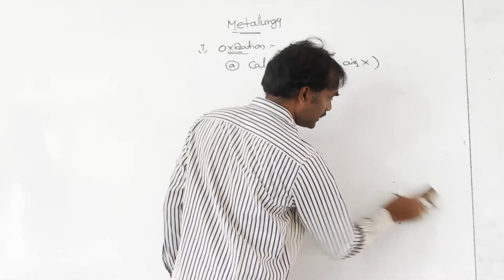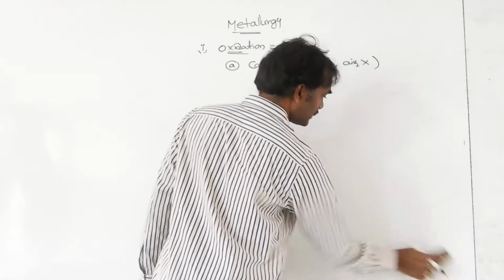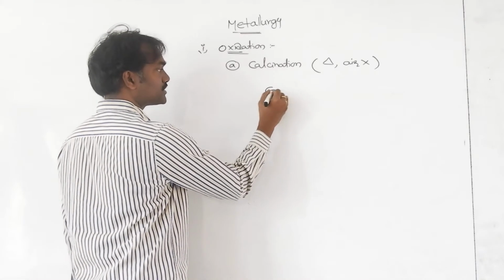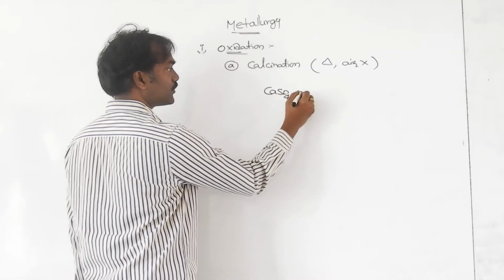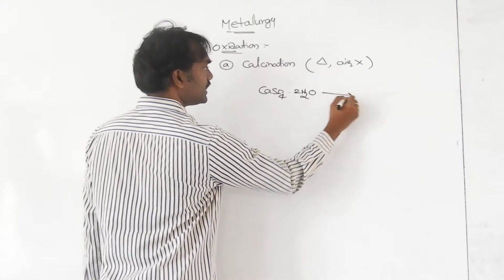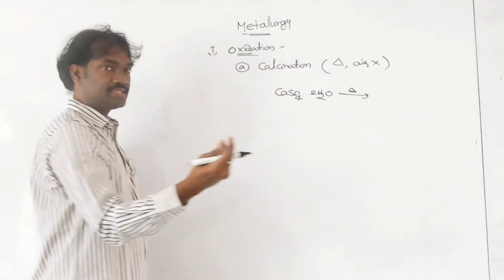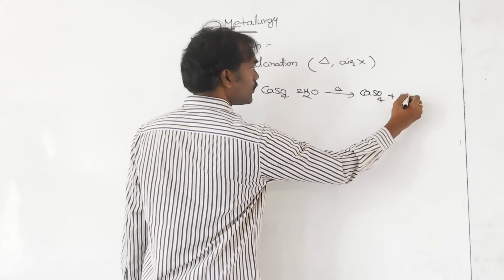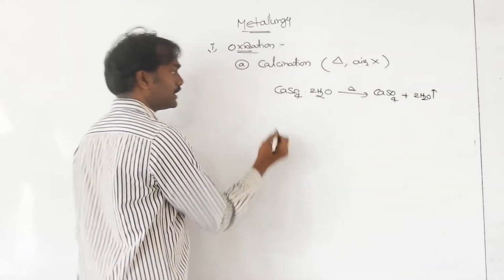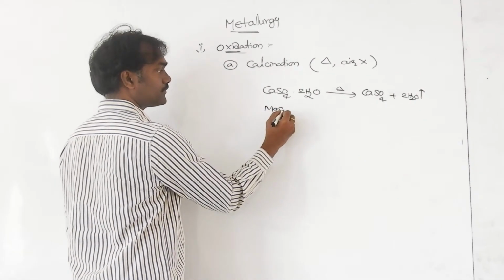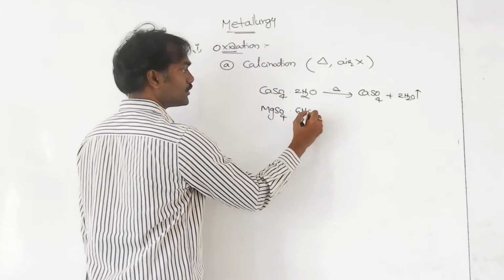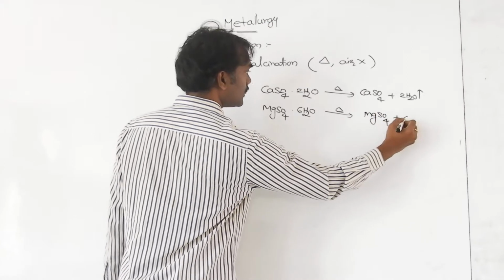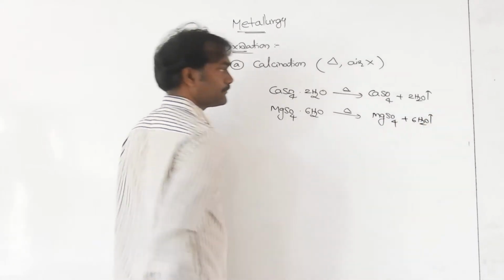So without air, we are heating. Without air, we are heating means, suppose you take gypsum, CaSO4·2H2O. We heat this. First of all, the easily eliminated compounds are going outside. So CaSO4, and water vapor is going outside. Next, MgSO4·6H2O. We heat it, you get MgSO4, and water vapor is going outside.